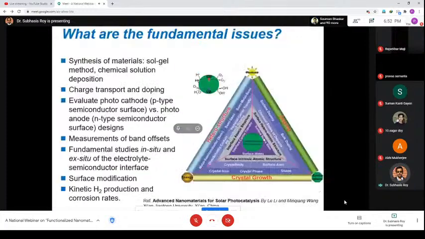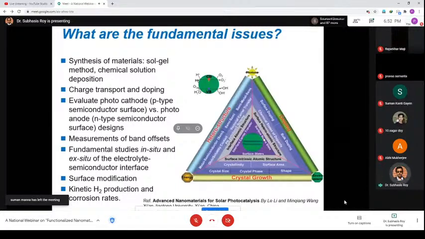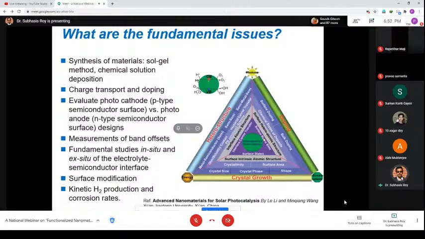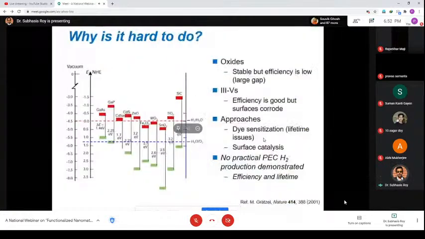So for this working electrode photocatalysis, we have to follow this triangular diagram, where you see all the dependent parameters are correlated internally. That means the surface doping, crystal growth, and heterostructure are interconnected with each other. So give high electricity using low light intensity.